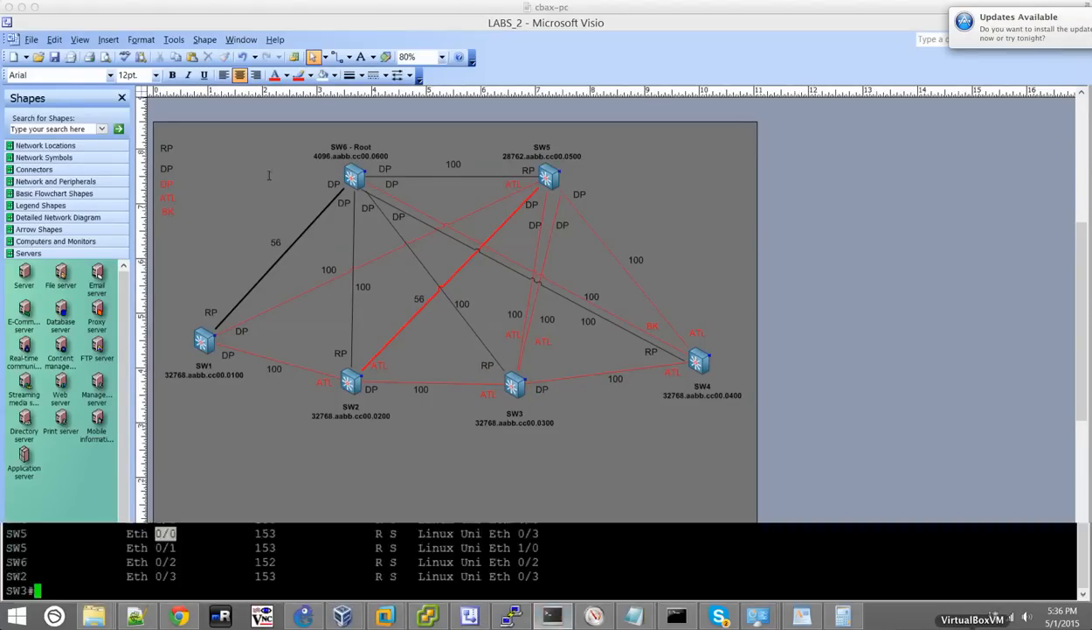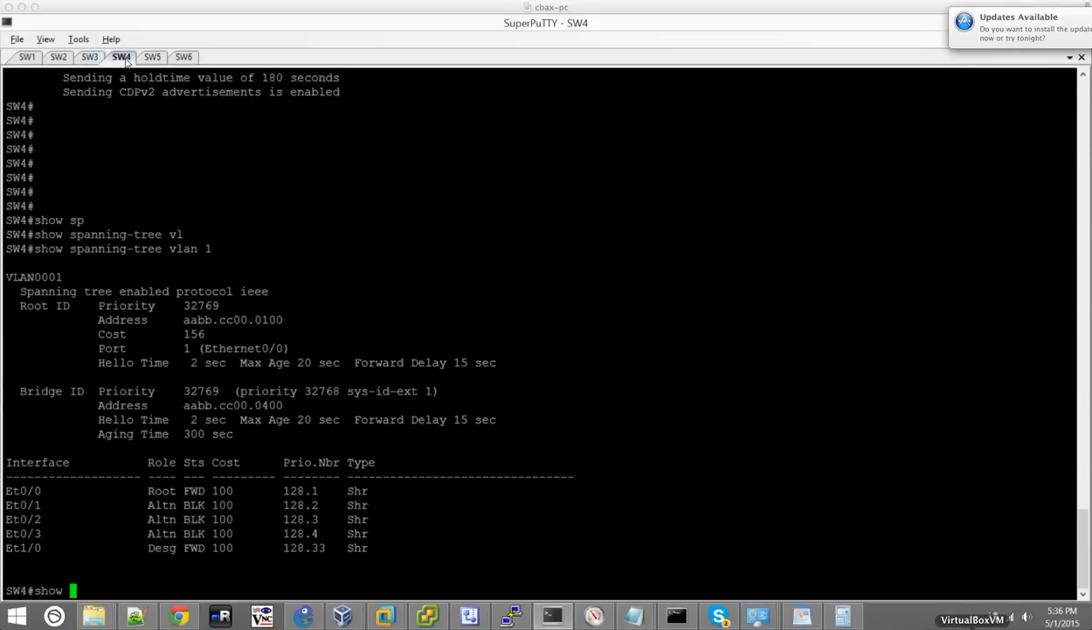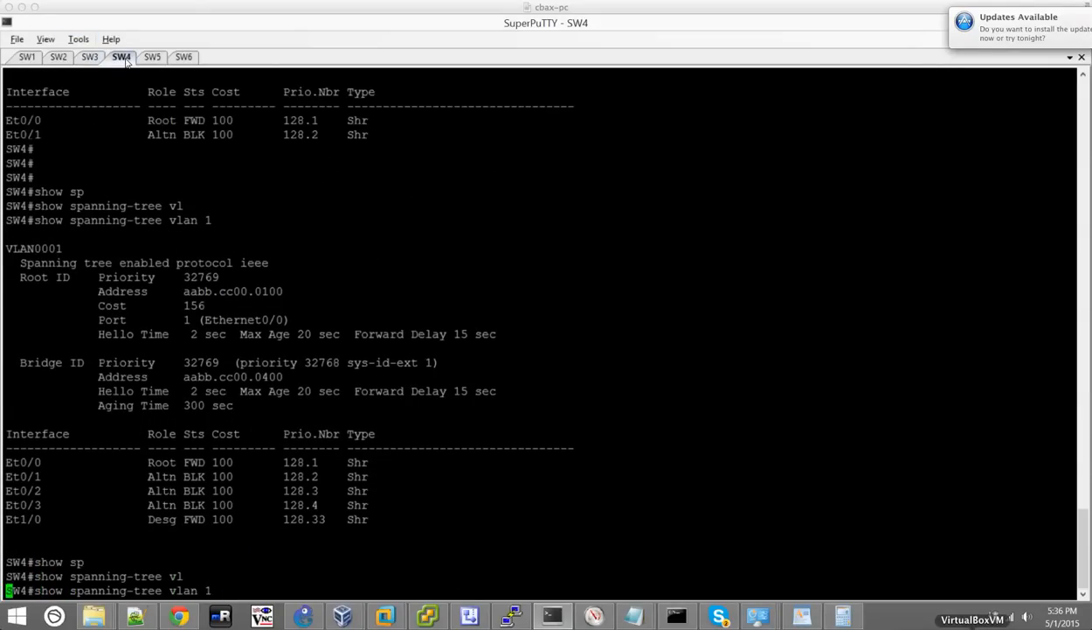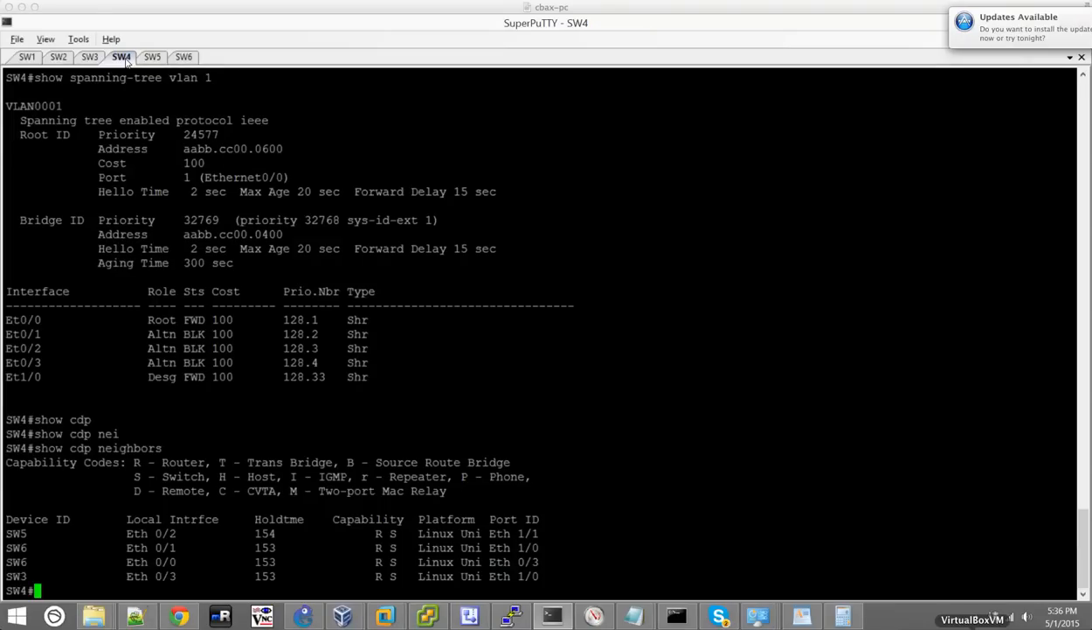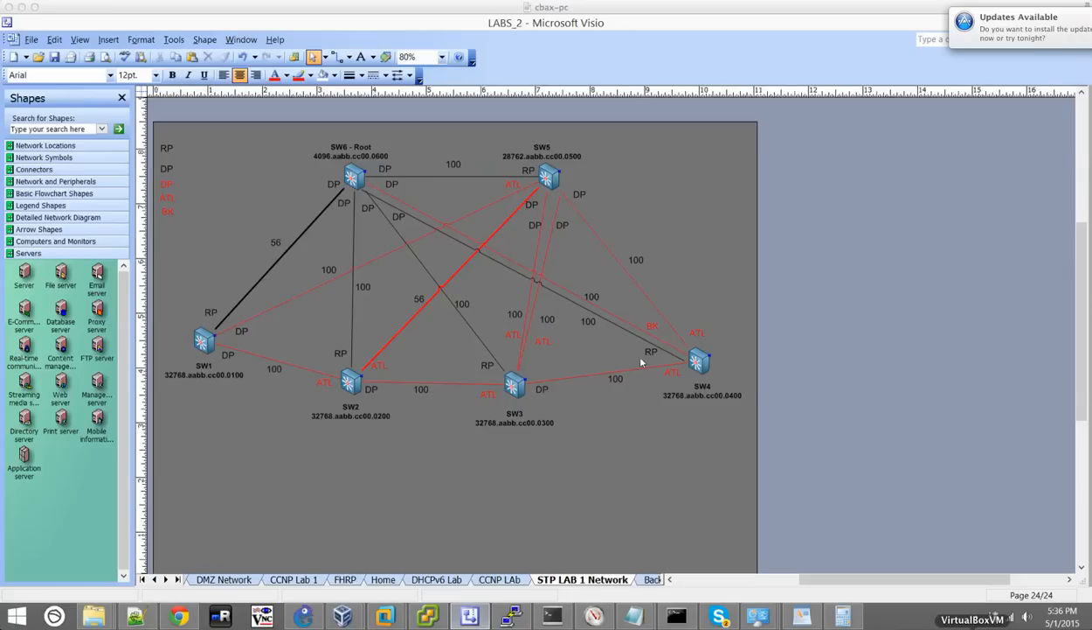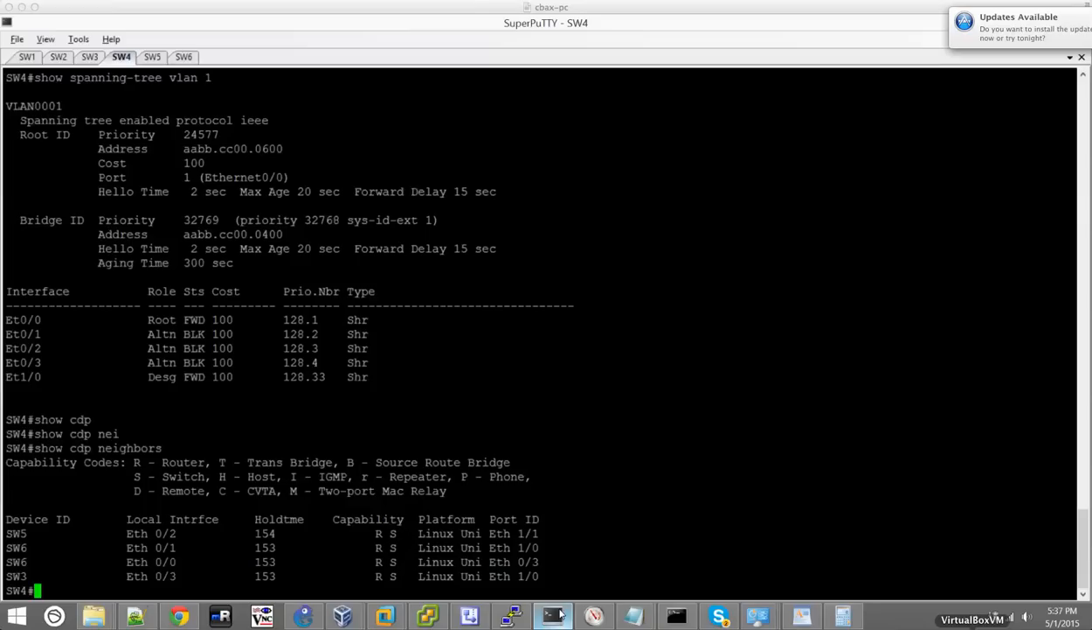Perfecto. Now let's hop over to switch 4. So spanning tree VLAN 1, show CDP neighbor. Okay, so it didn't do what I thought it was going to do. We got the three blocking ports, which are actually going to be three alternate, because they didn't do the backup port. And then the one root port that's forwarding. And as you can see, blocking, what's the Ethernet 01?